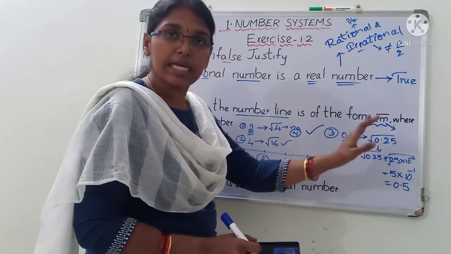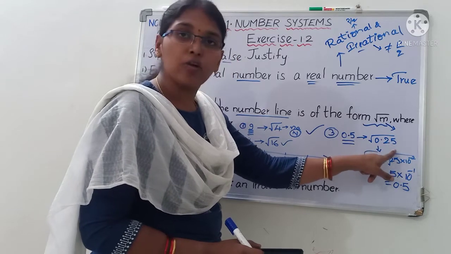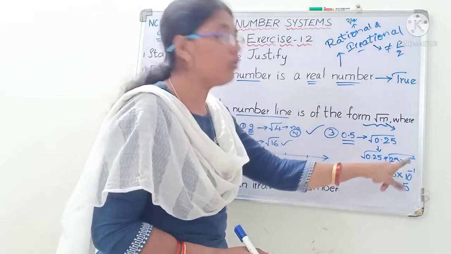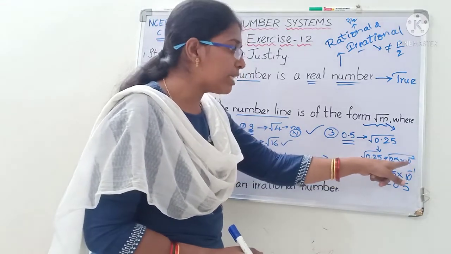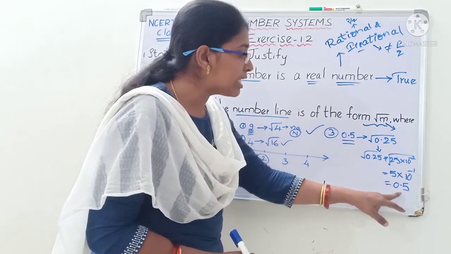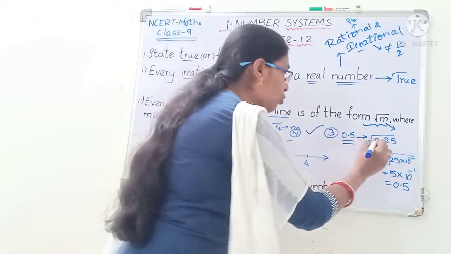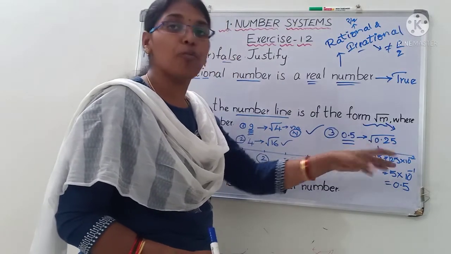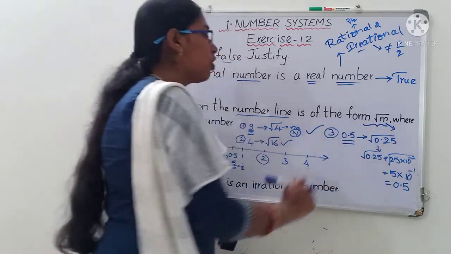Check whether I wrote this correctly or not. 0.25, how can you write it? After the decimal point you have two digits. That means you can write 25 into 10 power minus 2. Root 25, you know it as 5. Square root of 10 power minus 2 is 10 power minus 1. 5 into 10 power minus 1 is nothing but 0.5. So 0.5, we are able to express as square root of 0.25. Tell me children, is 0.25 a natural number? No, 0.25 is not a natural number.